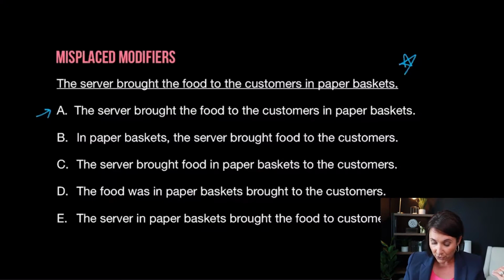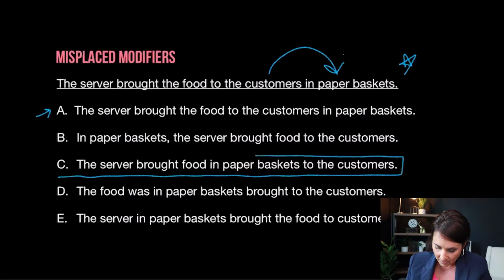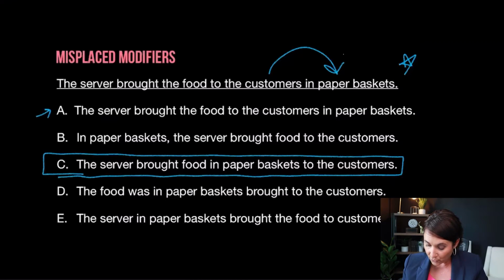The server brought the food to customers in paper baskets. It looks like the customers are in paper baskets, and this is not a good thing. So what we want to do is make sure that the customers are not in the paper baskets, that the customers are actually eating the food. Okay, so we have the server. Everybody's kind of coming to this consensus here. The server brought food in paper baskets to the customers. That is the correctly placed modifiers.